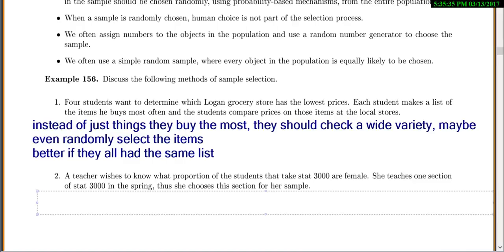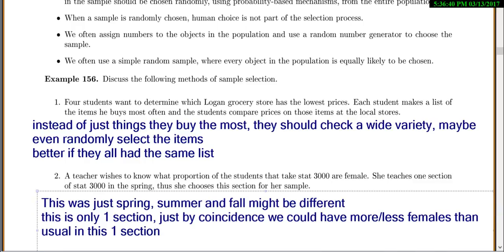And number 2, a teacher wishes to know what proportion of the students that take Stats 3000 are female. So she teaches one section in the spring, so she chooses this section for her sample. Do you guys have any thoughts on that one? A sample of convenience.